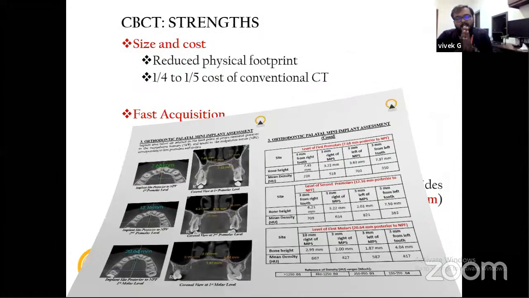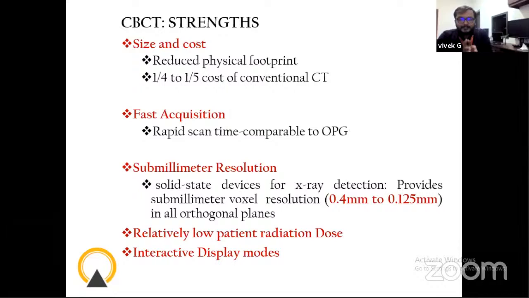So now I have rushed through CBCT applications, more or less the main applications. I would like to touch upon certain strengths of CBCT for potential buyers of CBCT. It is one-fourth to one-fifth the cost of a conventional CT, and because the patient is sitting upright or standing upright, the physical footprint itself is reduced.